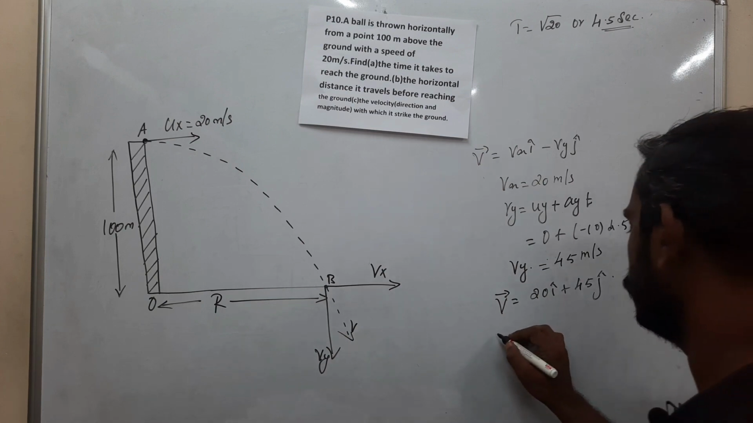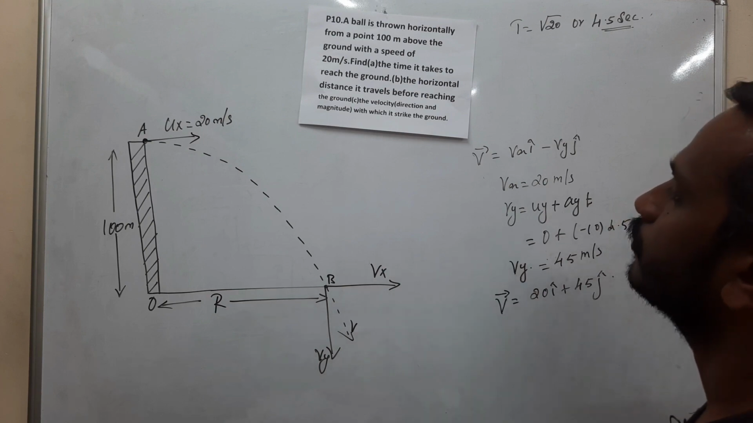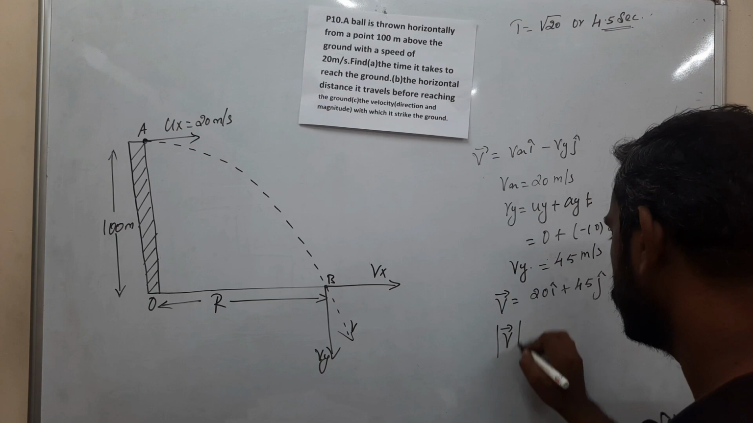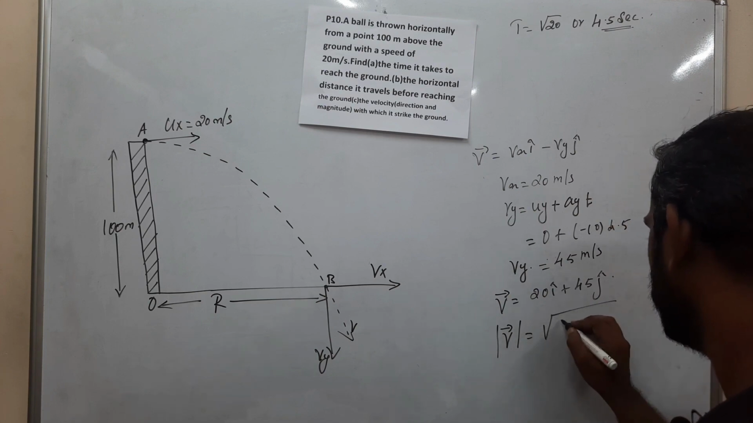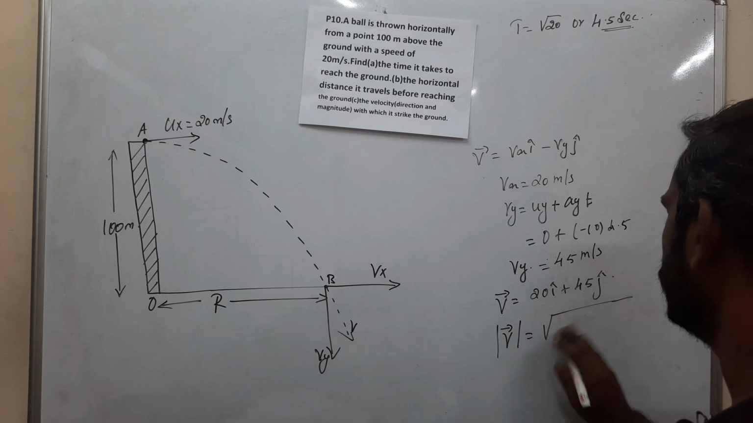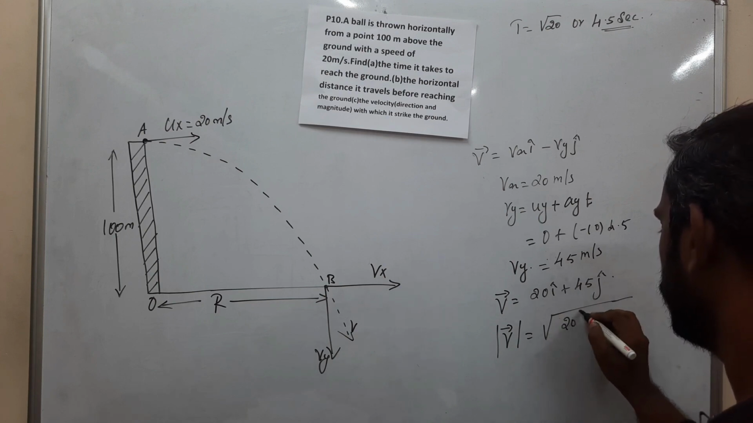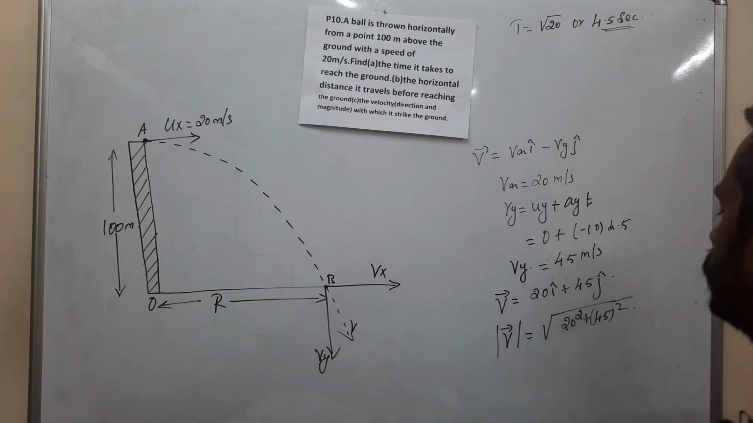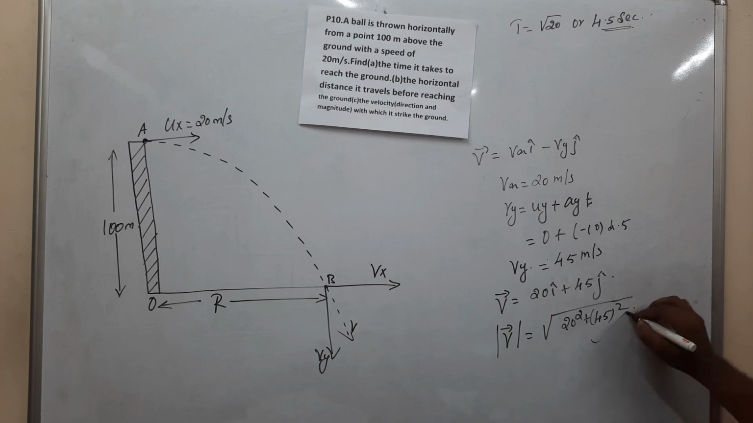So that's equal to modulus of, that is the magnitude of the velocity we have to find. Magnitude of the velocity is equal to square root of 20 square plus 45 square, that is 400 plus 45 square. So this is the magnitude of the velocity.